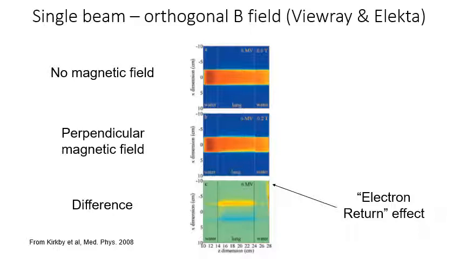In this diagram, a single photon beam is incident on a water tank type of phantom with a perpendicular magnetic field. The effect is to displace the dose distribution in a direction that is transverse to the photon beam. The diagram also shows what is called the electron return effect, where exit electrons are returned to the phantom by the magnetic field, depositing dose there.